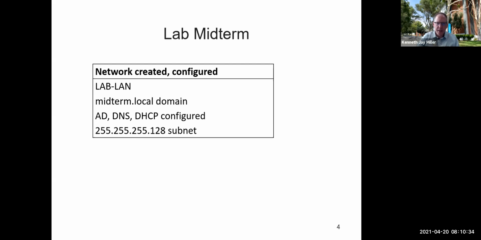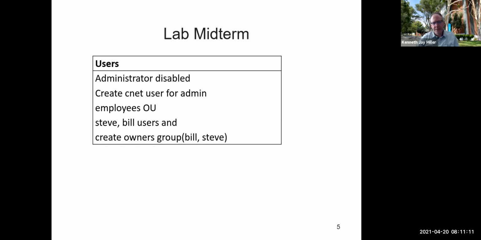And then you had to create the domain, the midterm.local domain. And then you had to have Active Directory, DNS, and DHCP configured. And I told you in the specifications, you had to use a 255.255.255.128 subnet. Okay. So if you did all of that, you would have got 10 out of 10. If you didn't, I left comments in that section when I graded it that said, hey, this is where you lost some points. Okay. And then the next thing is you had to create the users.